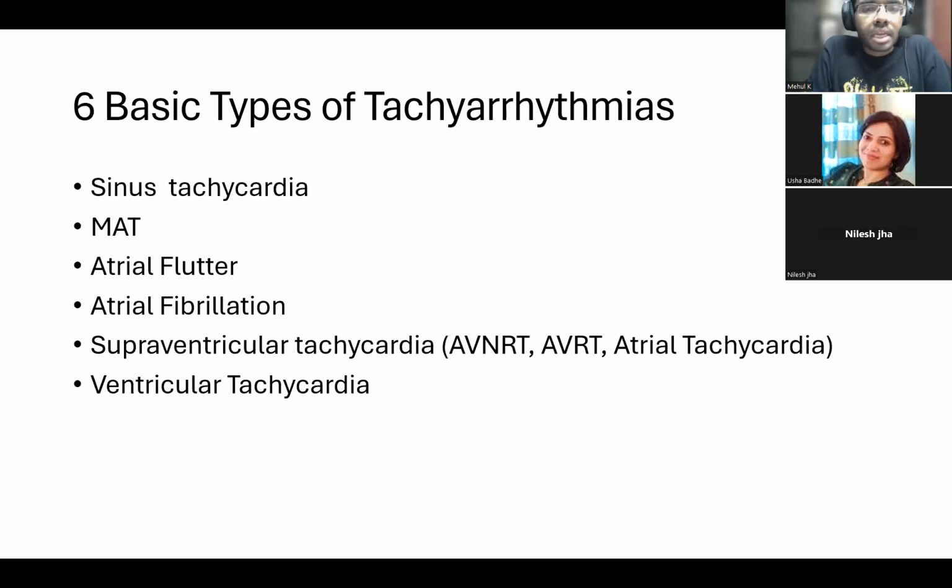If you're talking about tachyarrhythmias, there are 6 basic types. The most common is obviously sinus tachycardia. When you get a fever, your heart rate goes up. That is sinus tachycardia. Multifocal atrial tachycardia, common in COPD patients, has 3 different morphologies of the P waves, and the rhythm will be irregular, similar to atrial fibrillation. Then you have atrial flutter, which can be both regular or irregular. Atrial fibrillation is irregularly irregular, and there won't be any definitive P waves visible.